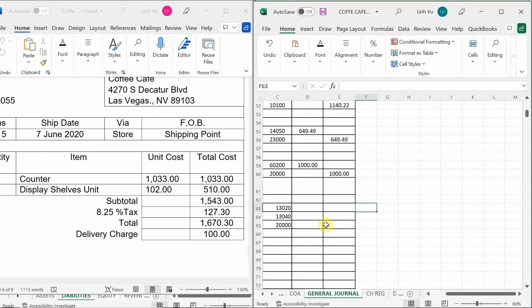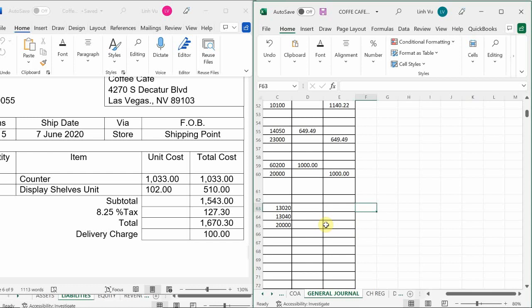Okay, so let's look at the invoice, right? What is considered the cost of the asset if I purchase a fixed asset? Would the total be the 1770.30? Okay, so that's the grand total between the counter and the display shelves.